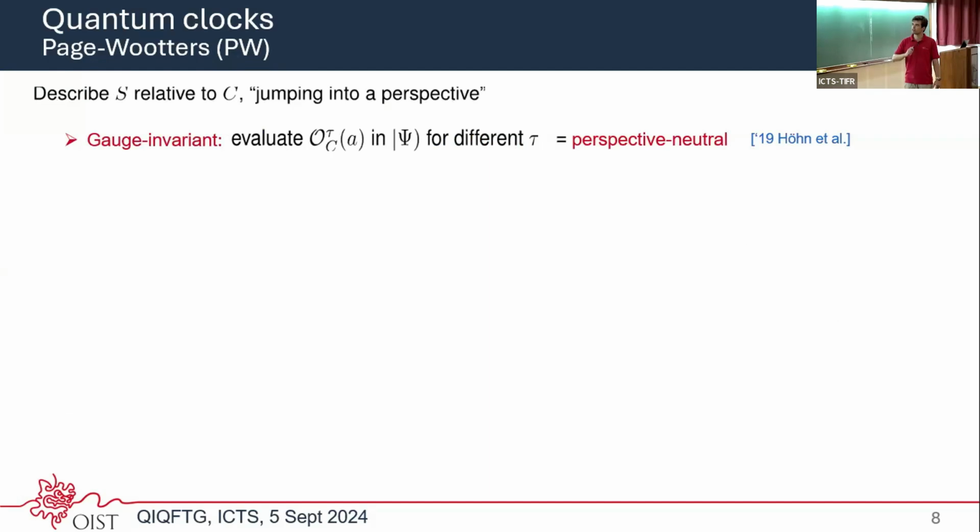So then this is the gauge invariant way of describing the system relative to some clock. It's also called the perspective-neutral way, which I will explain why later. But to then describe the system, you just have to evaluate these gauge invariant observables in the state psi, in our physical state, just for different tau. And that would mimic our evolution with respect to the clock.